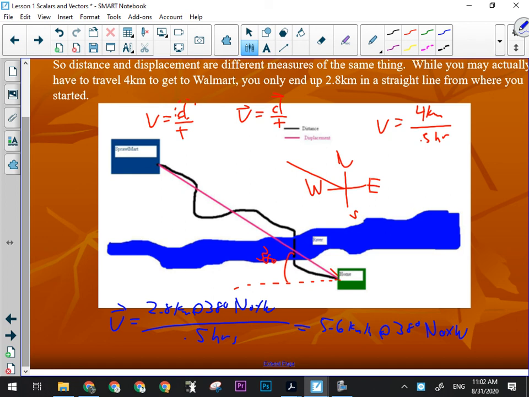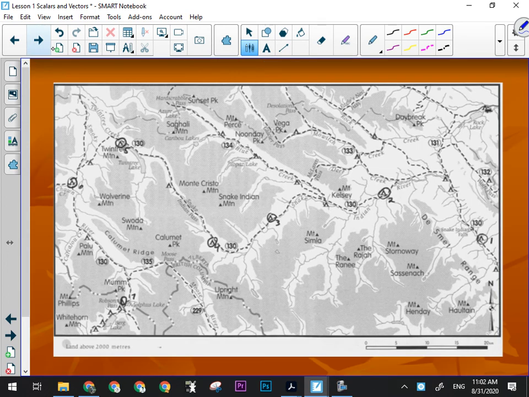All right, so getting a review here of scalar versus vector. Looking at a typical map, if I am here at Seldom Inn Campground, and I want to go to here, at Snake Indian Falls Campground, there's a sign right here on the path. What's it going to tell me in terms of information about getting to here? Is it going to give me a displacement or a distance?